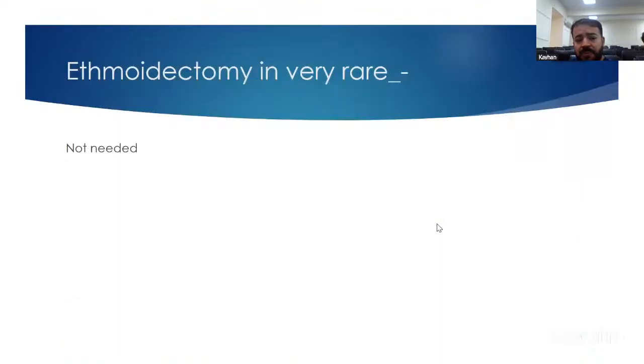What can we do with ethmoidectomy? No, at all. It's not necessary, and we're not doing ethmoidectomy. It's anterior and posterior ethmoidectomy, only in those cases if you want to do polyps in the nasal cavity, or we are having some tumors on the base of the skull which is not giving us a very good view for developing. In some very rare cases, not needed at all.